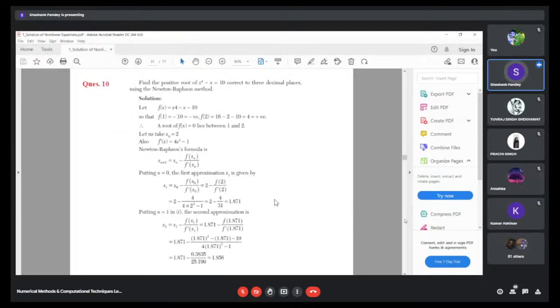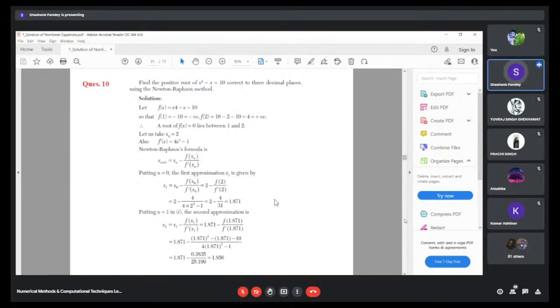Okay, so we are supposed to find the positive root of this equation, that is x raised to the power 4 minus x is equal to 10, up to 3 decimal places using the Newton-Raphson method. In Newton-Raphson, we are interested in finding the roots of this equation.